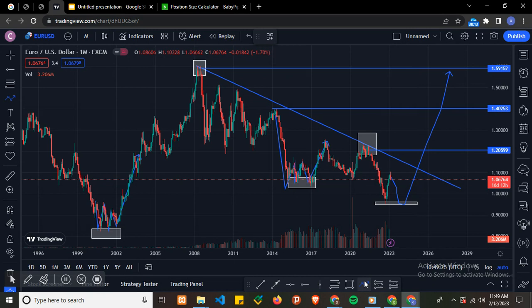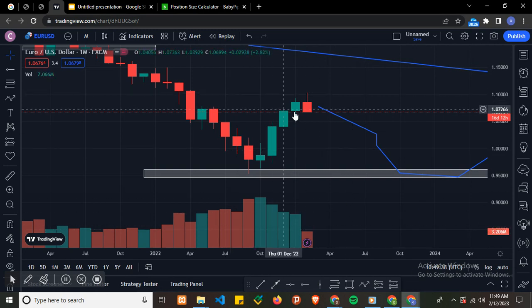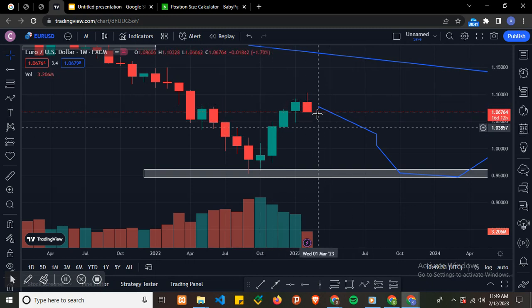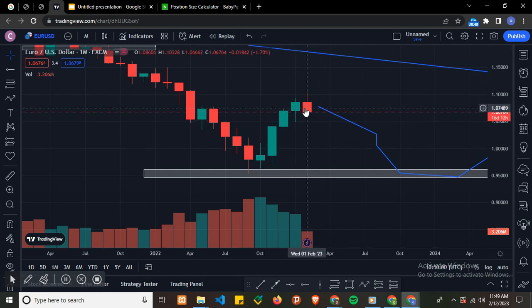Wait, before we decide, let's check. Let's confirm something here. We should consider this candlestick, this hammer candlestick. This is bullish. It's likely for the current candlestick to engulf or overshadow this.